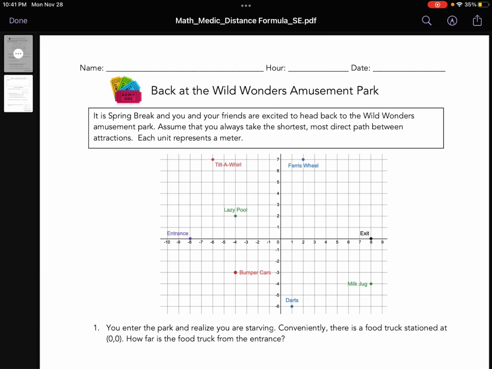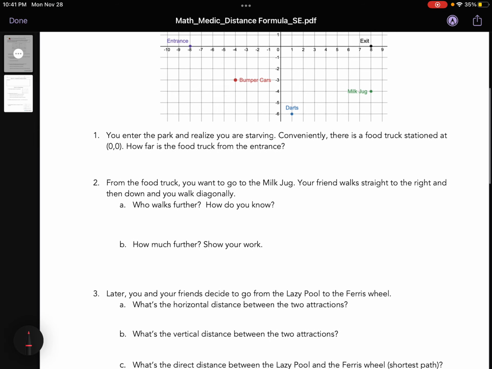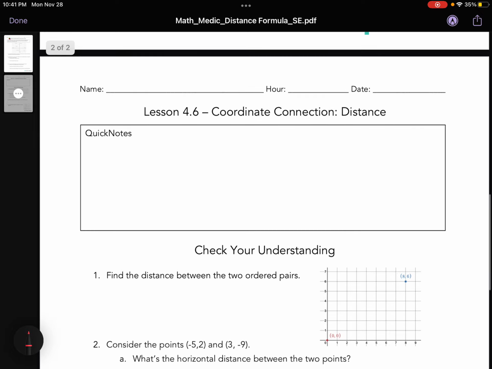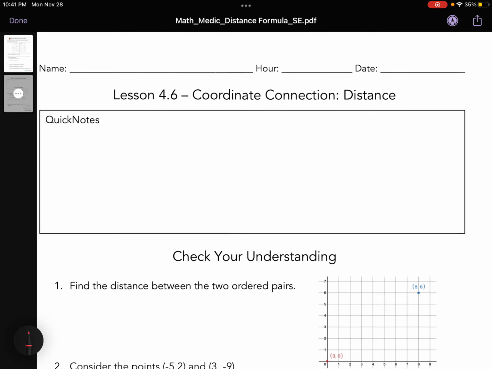We're looking at question number 3 or 4, one or the other. We are looking at the distance formula. If I make a mistake, please fix it. You know what to do. Now, before we begin the worksheet, please look at the quick notes.